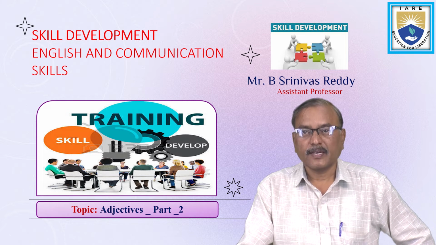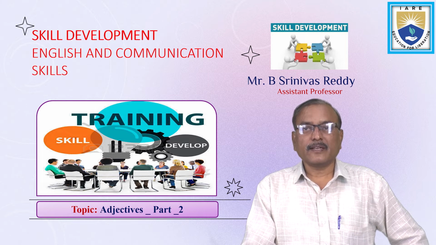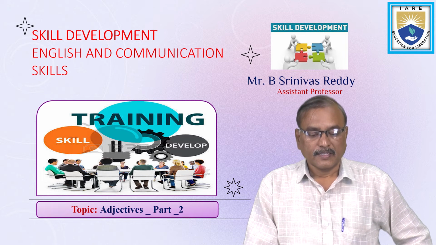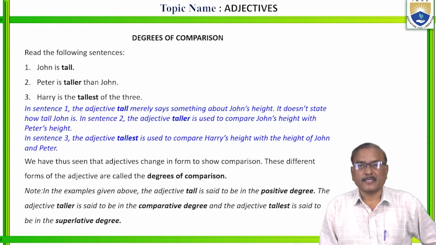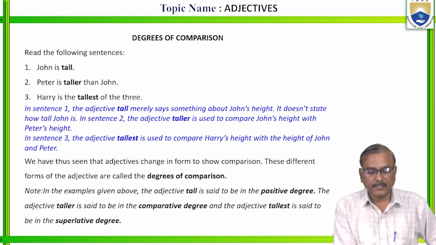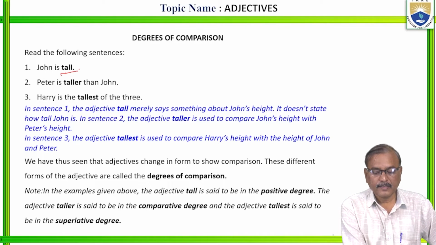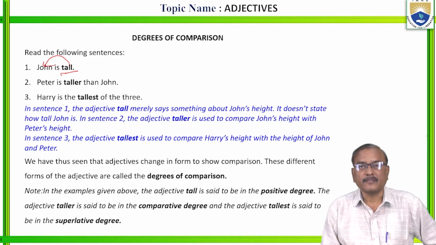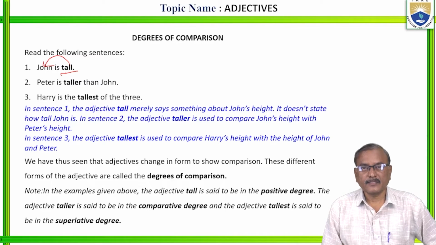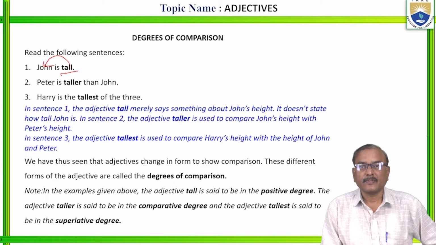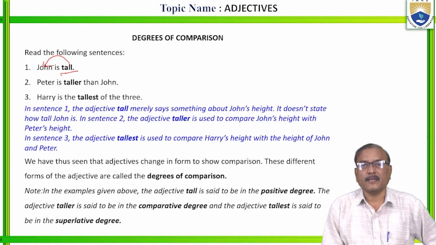Okay, let us see this one. Let me tell you what the degrees of comparison are. See these examples to understand what they are. John is tall. Here the word tall is qualifying the person John. Is it clear? So it is a quality of John. How is he? He is tall.